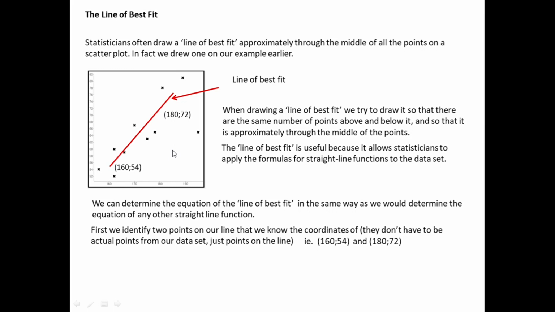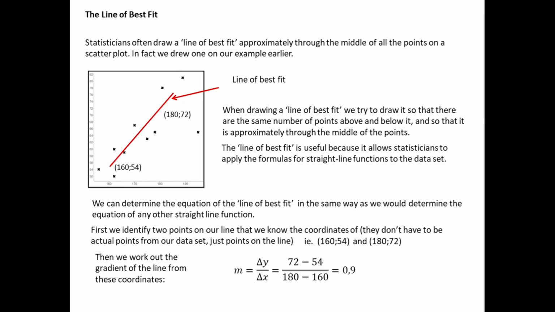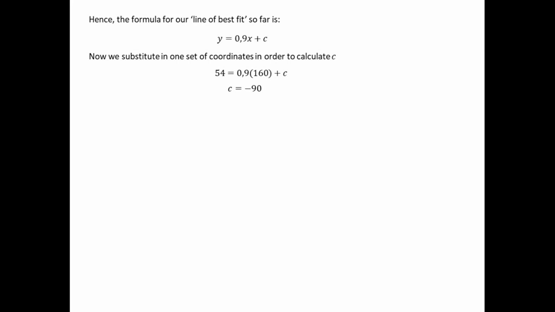Once we've got 2 points with their coordinates, we can work out the gradient of the line, just like we would for a normal straight line. Same formula, same method. There we go. We get a gradient for this particular line of best fit of 0,9. Then our equation looks like this: y equals 0,9x plus c. That is, of course, the standard straight line equation, because the line of best fit is a standard straight line. Now I need to substitute in the x and y coordinates from one of my points so that I can work out what c is. I've gone with 160 and 54. Plug it all in and we get a c of -90. So the overall equation for our line of best fit is y equals 0,9x minus 90.